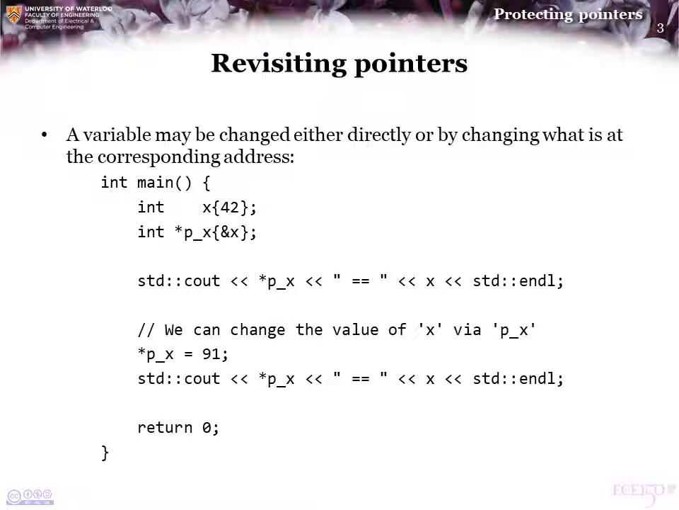Now, you are already aware that a local variable may have its value changed by either assigning to it directly, or if you have a pointer that is storing that local variable's address, you can assign to that pointer dereferenced. So here, for example, x starts with the value 42 and *px also has that value. However, if I assign 91 to what is at the address stored in px, I also, of course, change x itself. So the output here is as expected. Initially, both are 42, and after assigning to what is at that address, both are equal to 91.